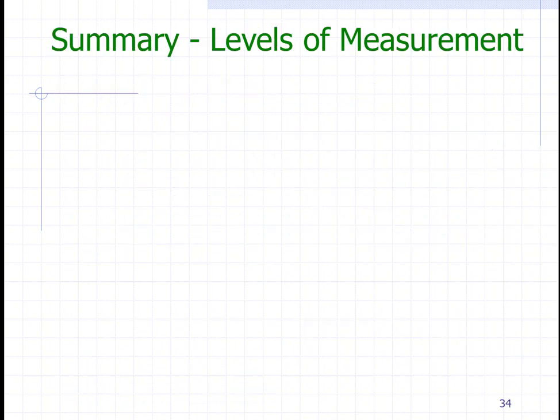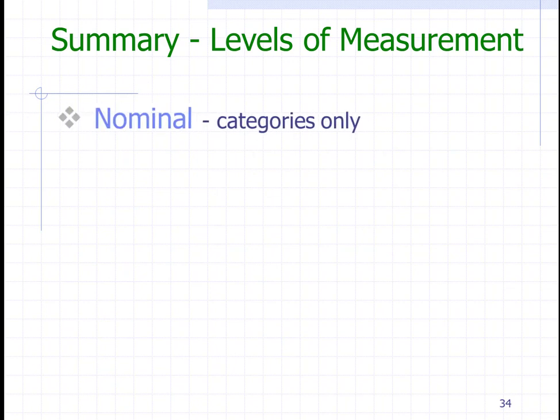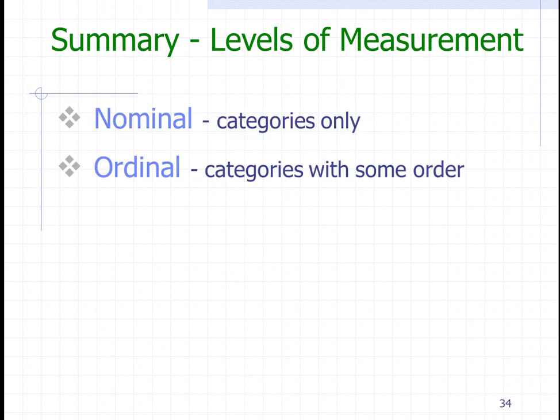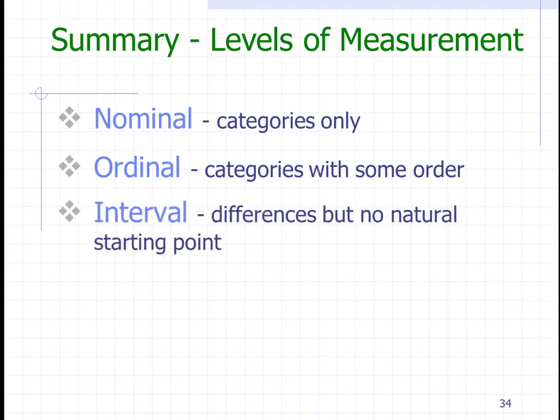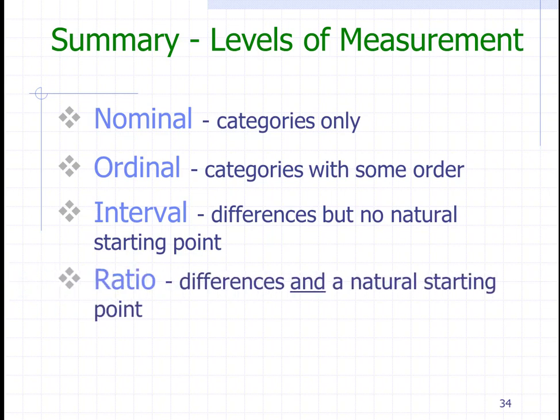So let's summarize those. Nominal is categories only. Ordinal is categories with some order. Interval usually deals with numbers, but there are differences but no natural starting point. And ratio is we can find the differences between the numbers, but there is a natural starting point.